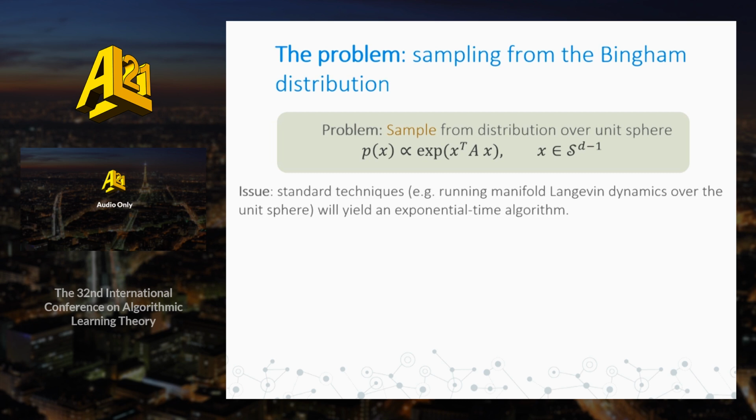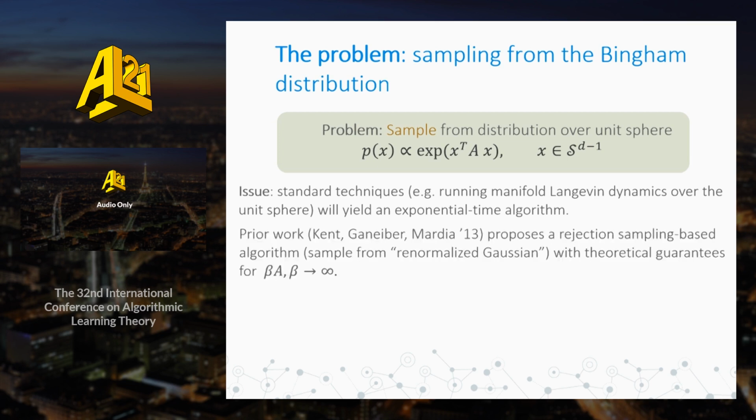In terms of the difficulty of sampling such a problem, it turns out that standard techniques, for instance, running canonical Langevin dynamics in a kind of manifold incarnation, so over the unit sphere in d dimensions, will yield in general an exponential time algorithm.